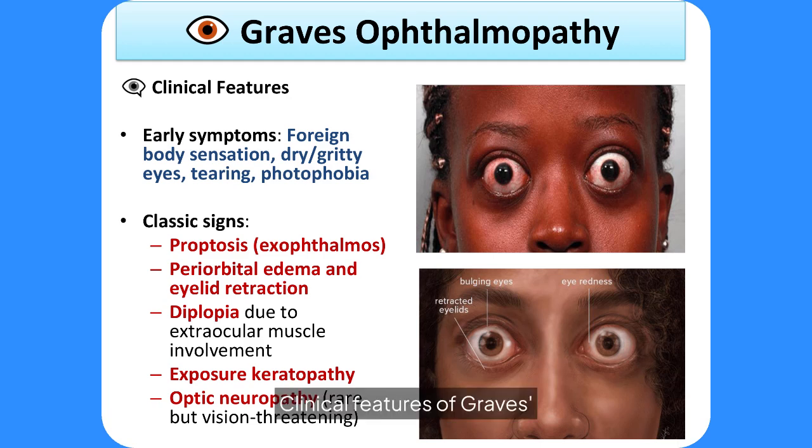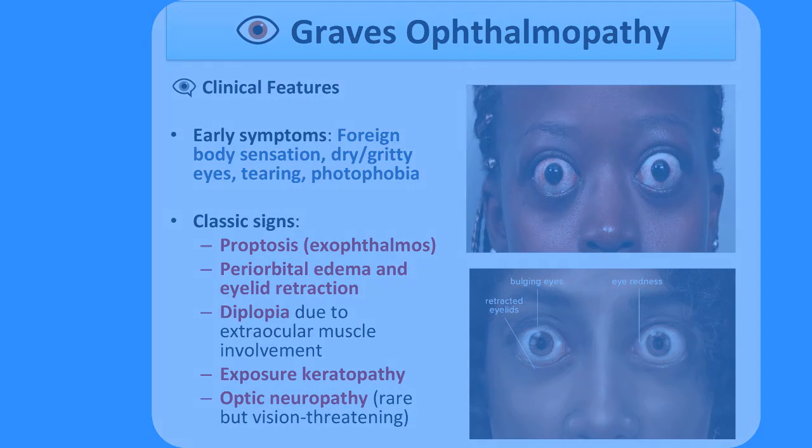Clinical features of Graves' ophthalmopathy include early symptoms like dry eyes and photophobia, with classic signs such as proptosis and eyelid retraction. Diplopia from extraocular muscle involvement and exposure keratopathy are common. Optic neuropathy, though rare, poses a vision-threatening risk and requires urgent intervention.